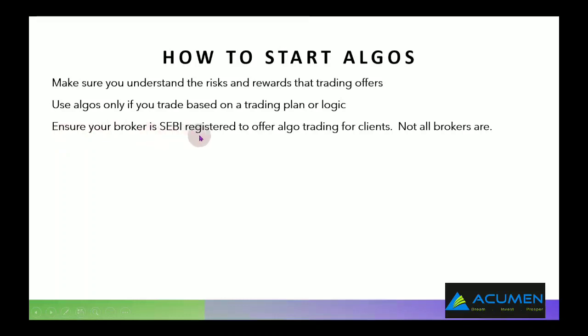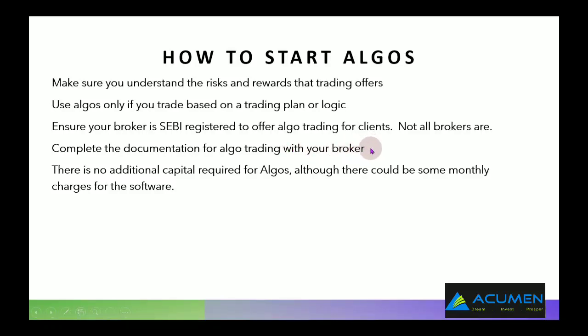You must ensure that your broker is SEBI registered to offer trading to clients. Not all brokers in India, in fact, very few brokers in India actually offer algo trading to clients. We at Acumen are registered. A lot of leading brokers are registered with SEBI for algo trading to clients. So you could check with your broker whether the broker is SEBI registered to offer algo for clients. Once you do that, there will be a set of documentation that you need to complete with your broker. It's not a whole lot of documents, a reasonably simple documentation, and you've taken the first step for algo.